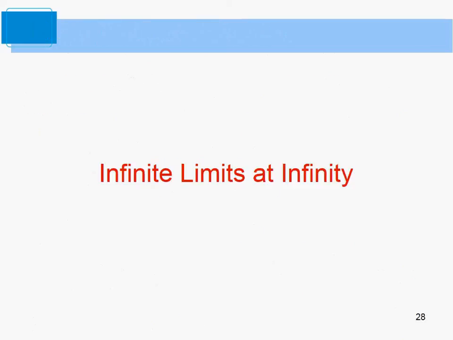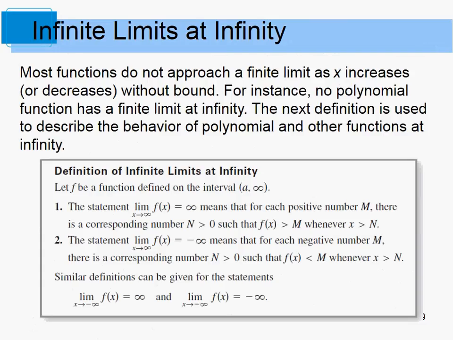All right, infinite limits at infinity. So, most functions don't approach a finite limit as x increases, okay? This is just the truth of polynomials for the most part. If you make x bigger, the function gets bigger. Most functions do not stabilize to one particular value. Most functions go to infinity. So, the statement the limit as x approaches infinity of the function equals infinity means that for every positive number m, there is a corresponding number n such that f of x is greater than m whenever x is greater than n.